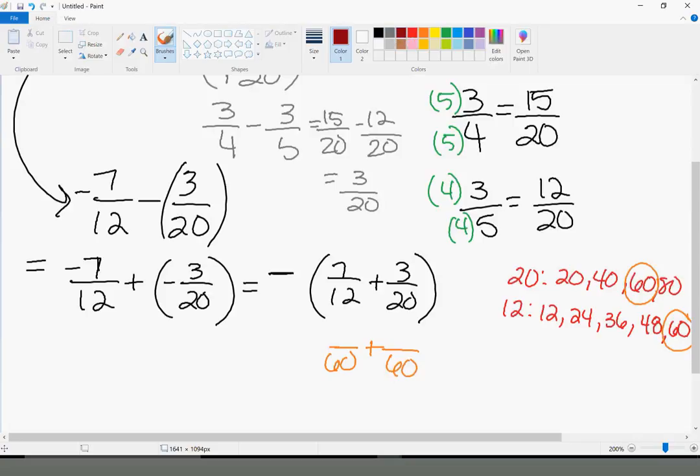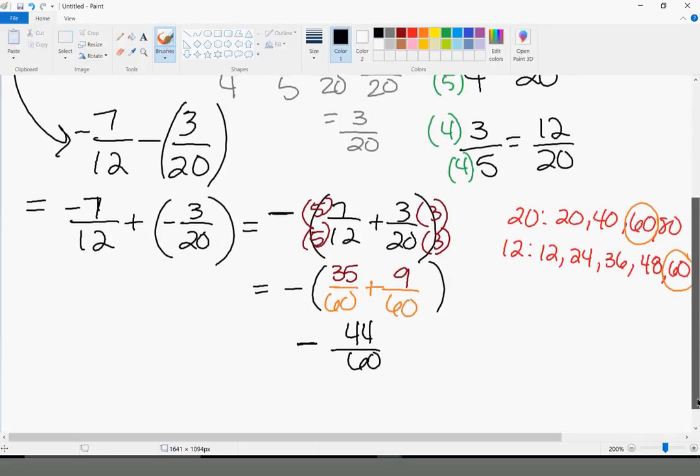And so let's think about how to get 60. 12 times 5. So that would be 35 over 60. And 20 times 3 gives me 60. So that'll be 9 over 60. So the answer is going to be negative, whatever the sum of those numbers are. So we have 35 plus 9 is 44 over 60. And it's a negative 44 over 60.